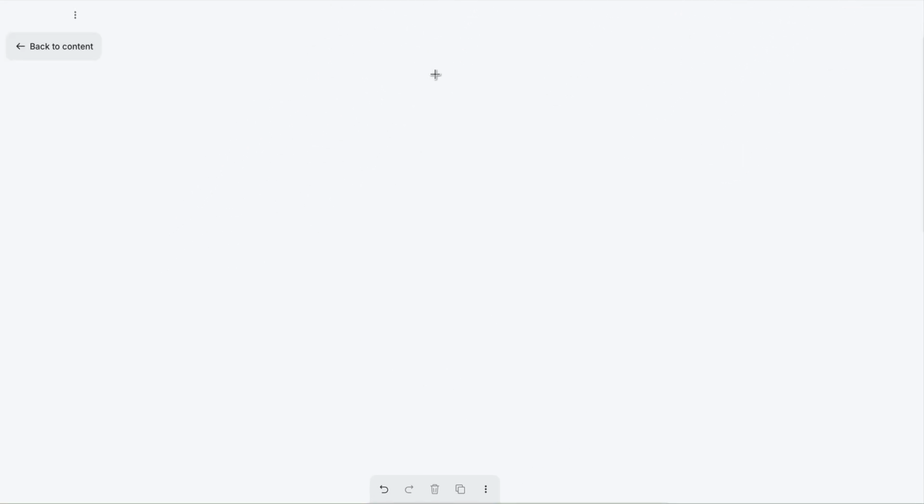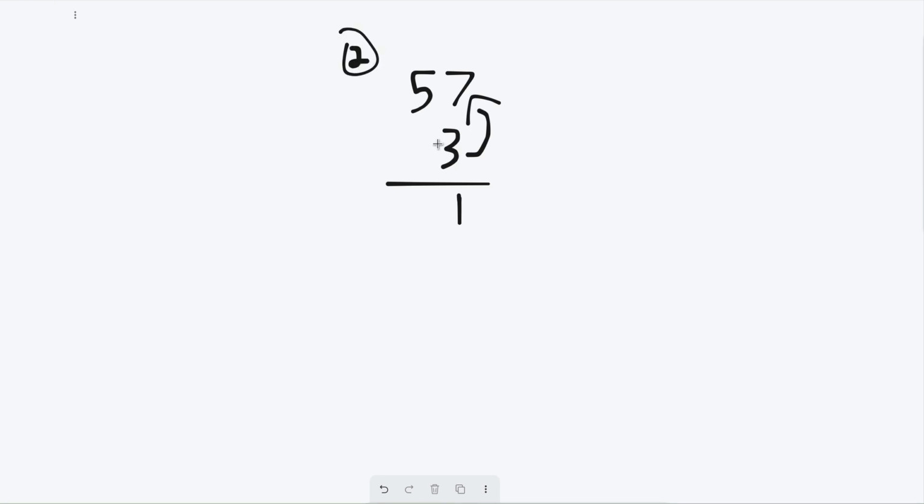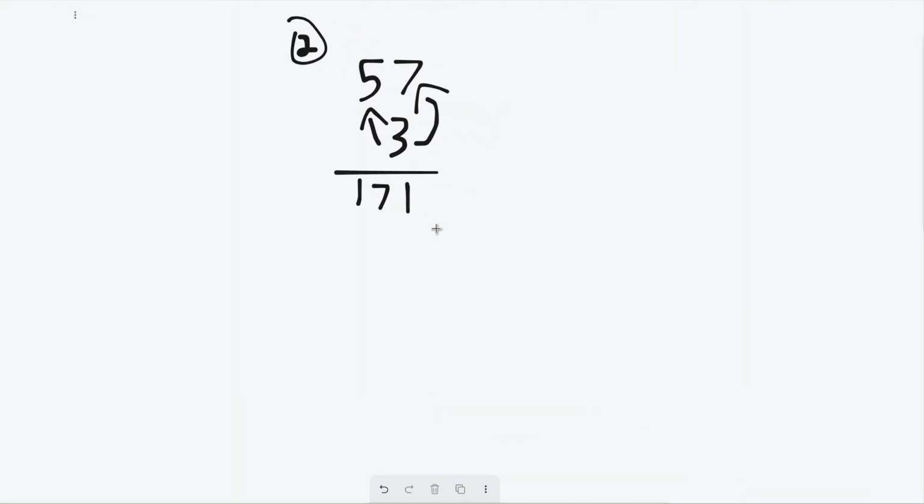Let's do 57 times 3. So 57 times 3. We'll start how we always start, 3 times 7. It'll equal 21. So we'll write the 1, but then we'll leave the 2 off to the side because it's not the last number. We have to do the 5. So 3 times 5 is 15. Then we add the 2. 15 plus 2 is 17. So we'll write 17 because it is the last number. I don't know if I'm making sense, but I hope you guys are following along.